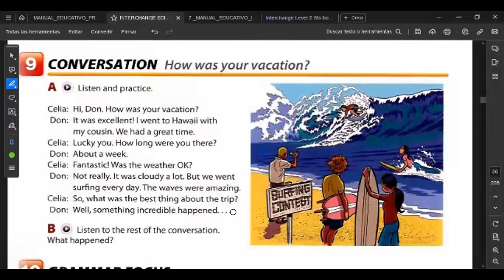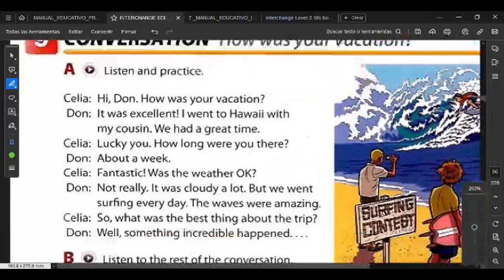Well, something incredible happened. Question with this vocabulary? ¿Tiene preguntas con el vocabulario? Questions with the vocabulary? One more question.